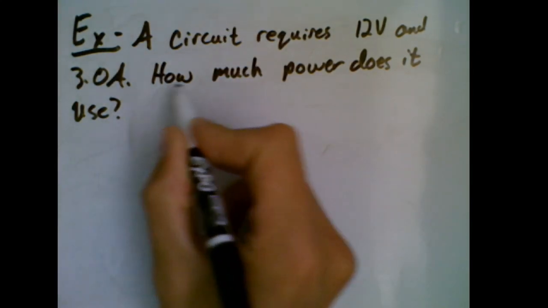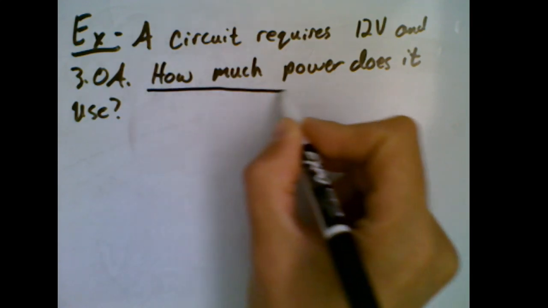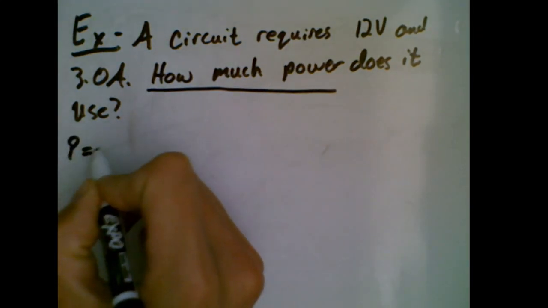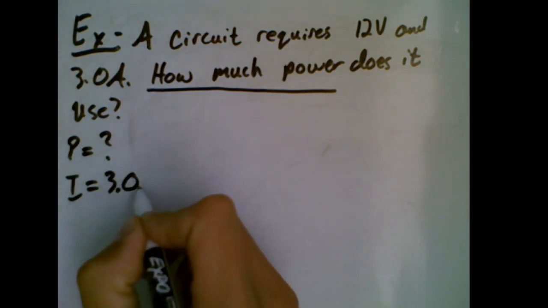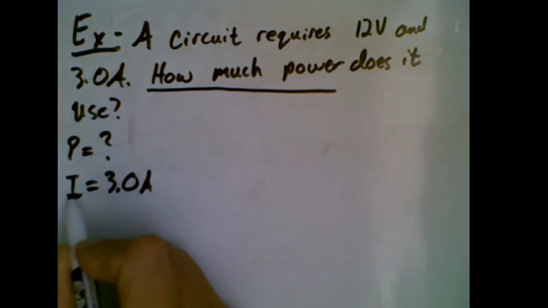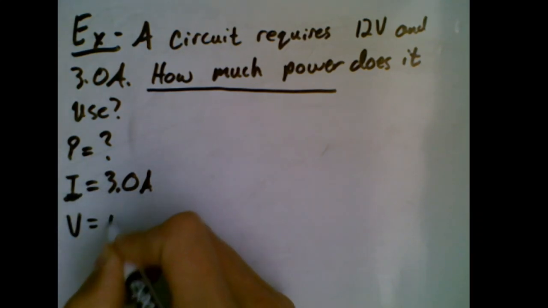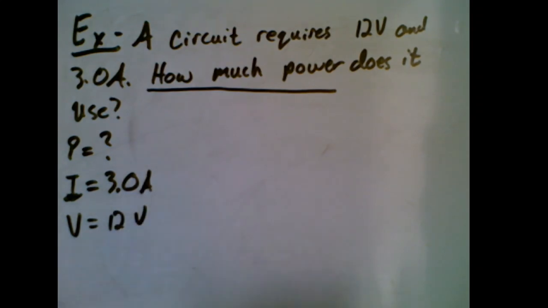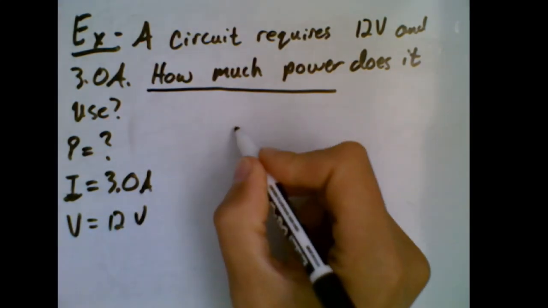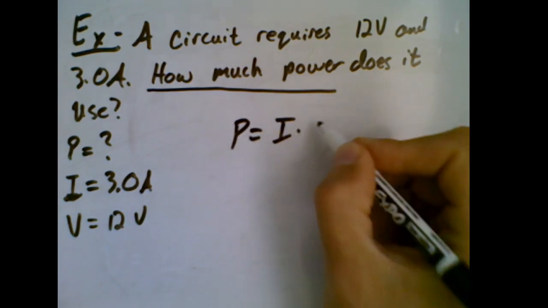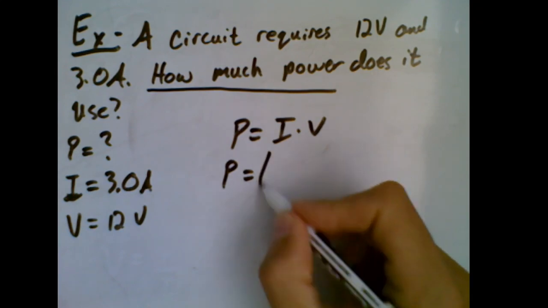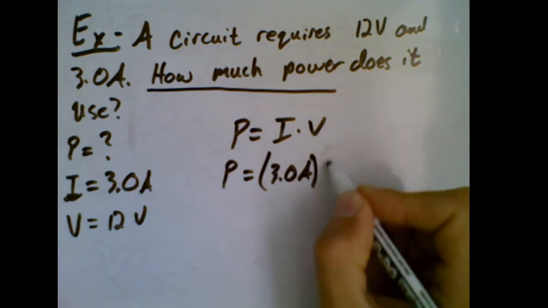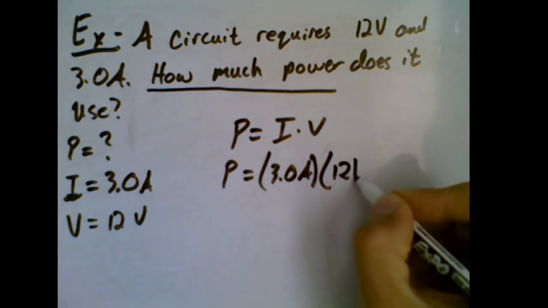So the question is actually asking us how much power. So that means that power is the thing we're trying to solve. The other things that we learned in the question, it gives us 3.0 amps. That has to be our current because amps is a measurement of current. And it has to be 12 volts because volts are a measurement of voltage. So we're going to use our power formula to solve P equals I times V. I is 3.0 amps, V is 12 volts.